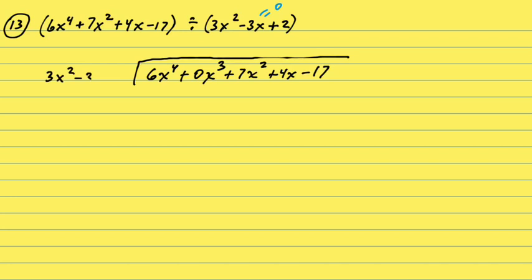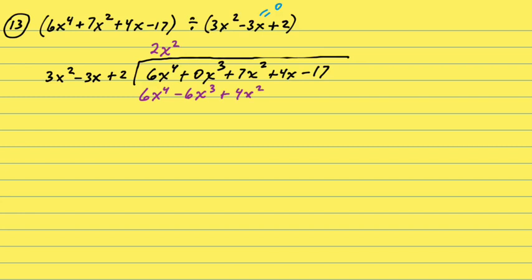3x squared minus 3x plus 2. Now I say 3x squared times what gives me 6x to the 4th? And that would be 2x squared, I believe. So that's what I put here, 2x squared. 2x squared times all three of these things. 2x squared times 3x squared is 6x to the 4th. 2x squared times negative 3x is negative 6x to the 3rd. Notice if I didn't put that 0, I wouldn't have a column to put that. And what's 2x squared times 2?